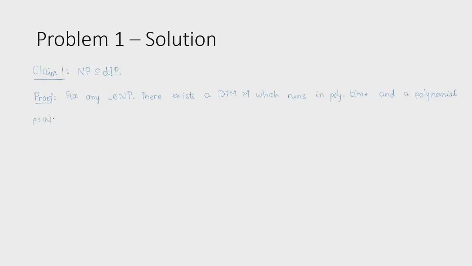Let me call it P from N to N such that for all strings X, X is in L if and only if there exists some Y in {0,1} to the P of size of X such that M(X, Y) = 1. This is just a definition of a language being in NP, right?